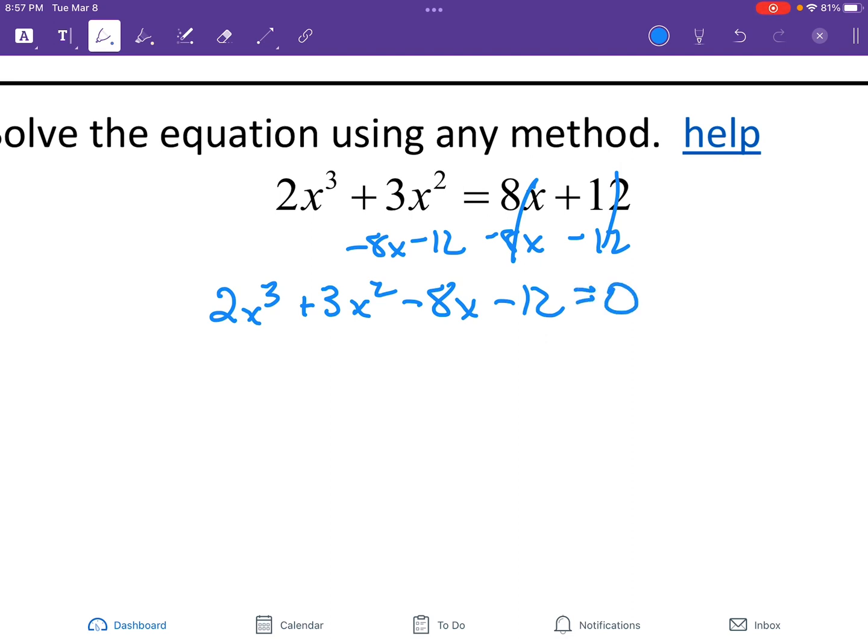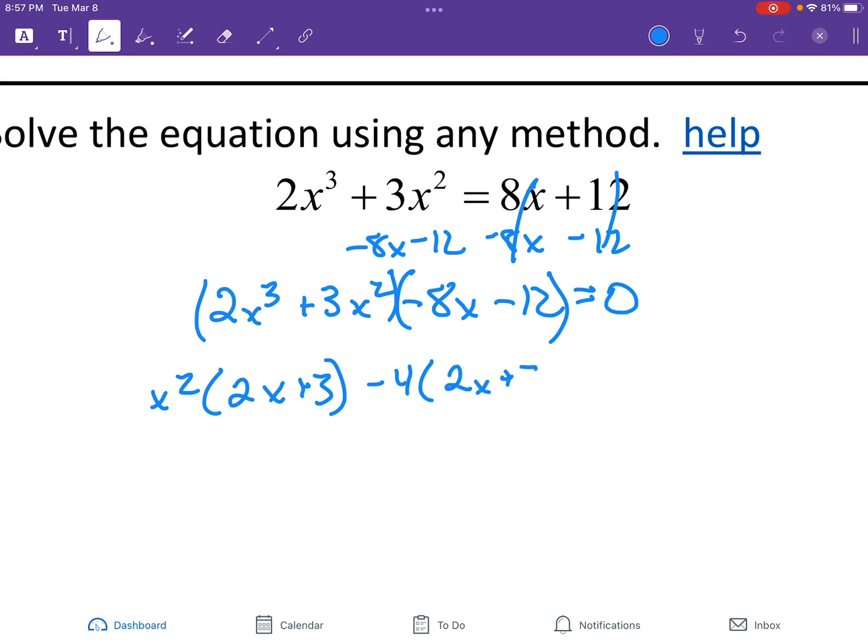Okay. Now what I have is 4 terms. None of them are like terms, but what I can do is factor by grouping. I group the first two and the last two. Out of the first set of parentheses, I can take out an x squared. I'm left with 2x plus 3. Out of the second set of parentheses, I can take out a negative 4 and be left with x, 2x plus 3. I needed to take out a negative to change the signs in the set of parentheses.